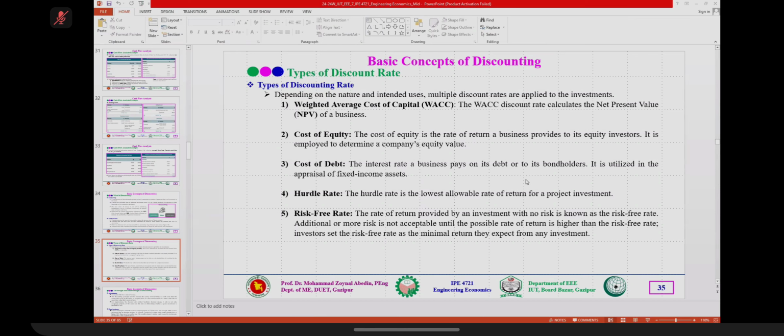Number five is the risk-free rate. The rate of return provided by an investment with no risk is known as the risk-free rate. Additional or more risk is not acceptable until the possible rate of return is higher than the risk-free rate. Investors set the risk-free rate as the minimal return they expect from any investment. So obviously you have to ensure the risk-free rate.